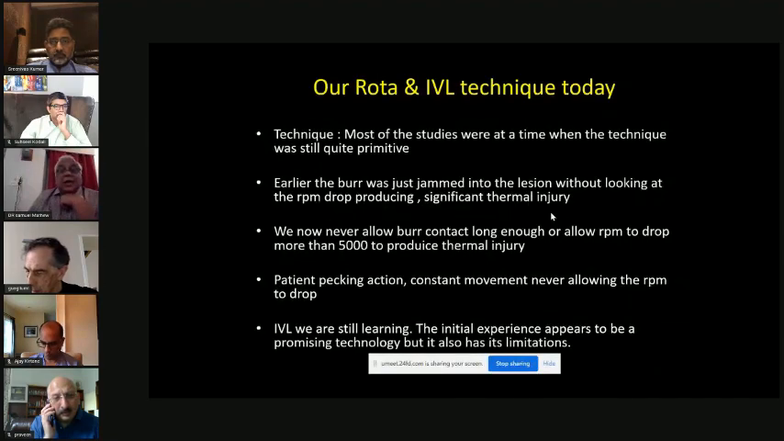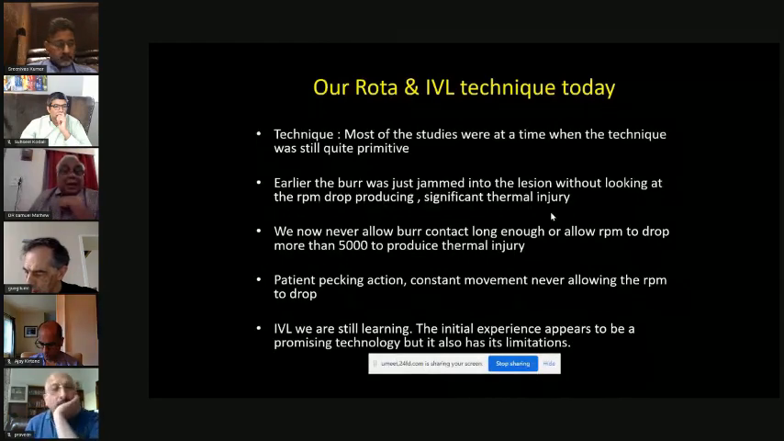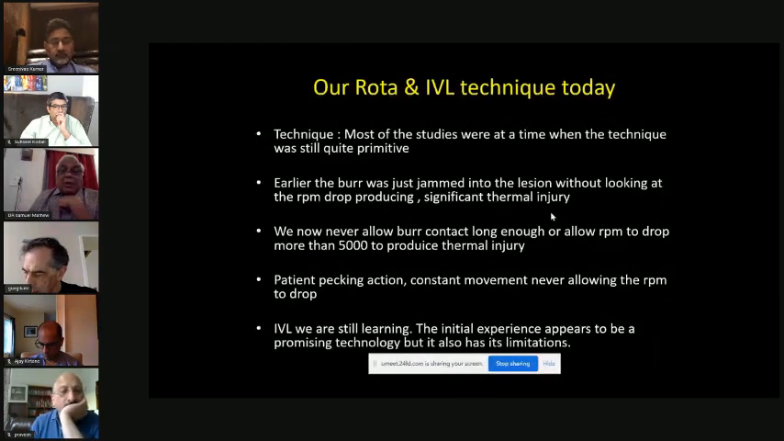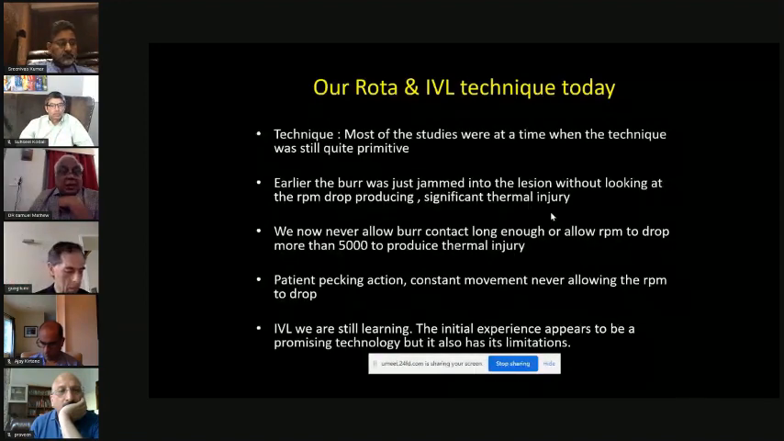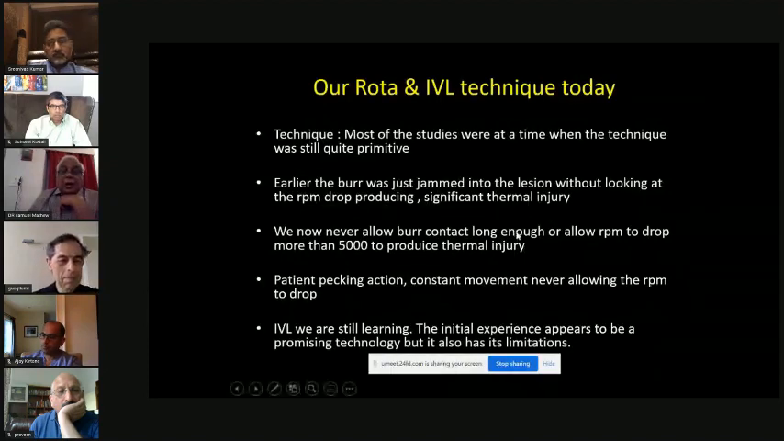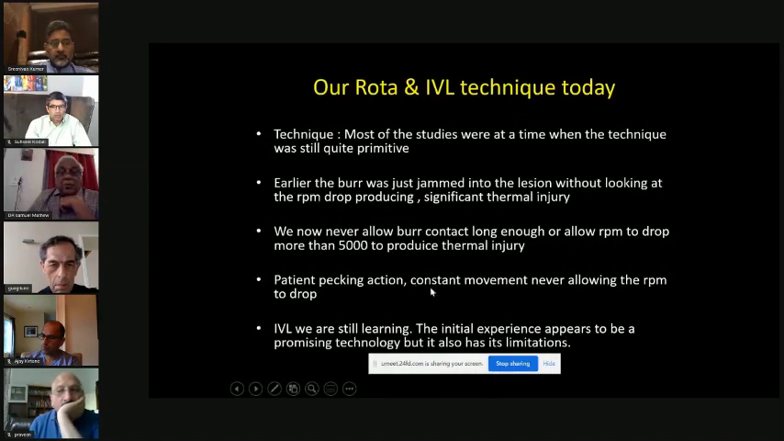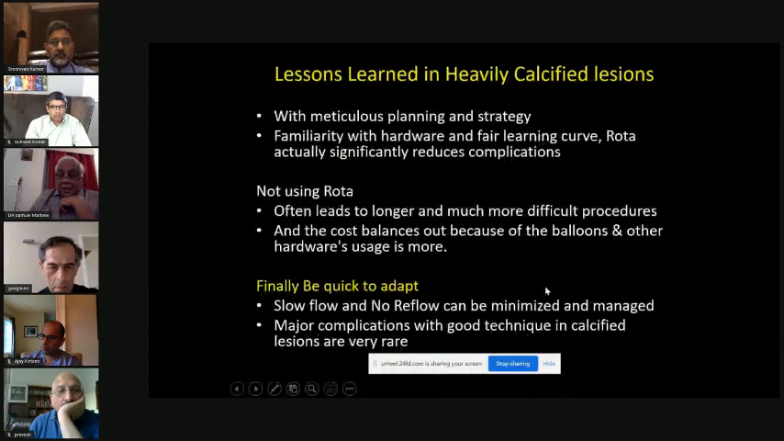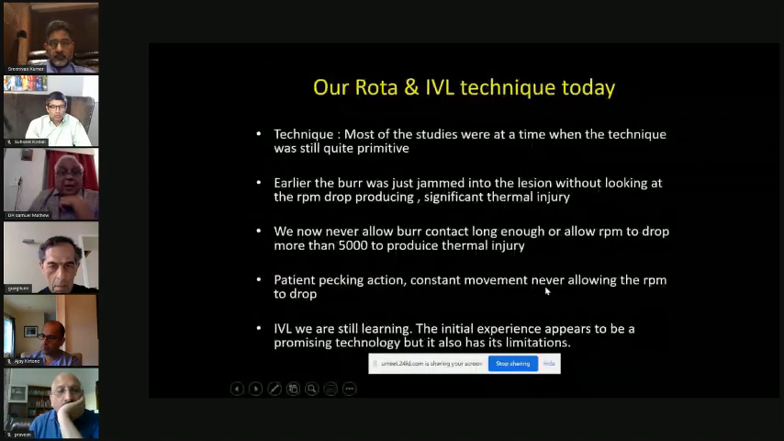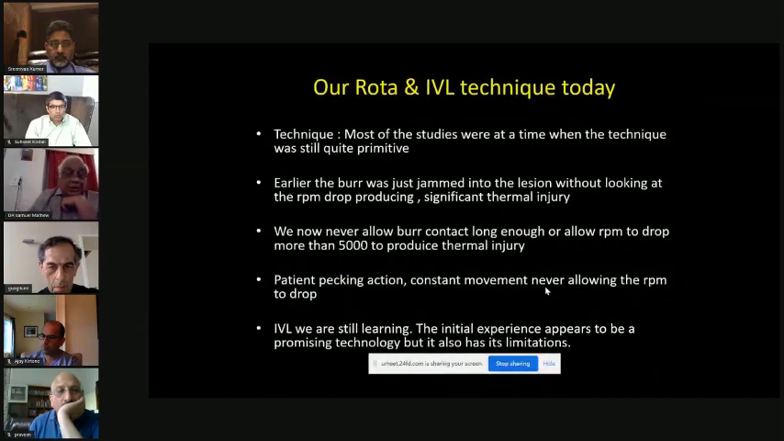Most of the earlier studies were at the time when the technique was quite primitive. Earlier, the burr was just jammed into the lesion without looking at the RPM drop, producing significant thermal injury. We now never allow the burr to contact long enough to allow the RPM to drop more than 5,000, to produce thermal injury. Pecking action, constant movement, never allowing the RPM to drop is an absolute must.